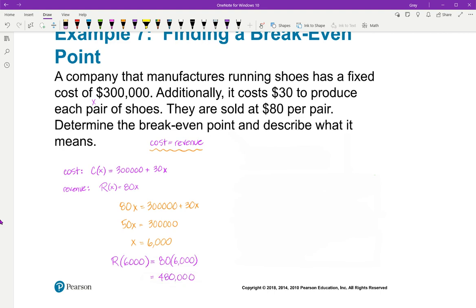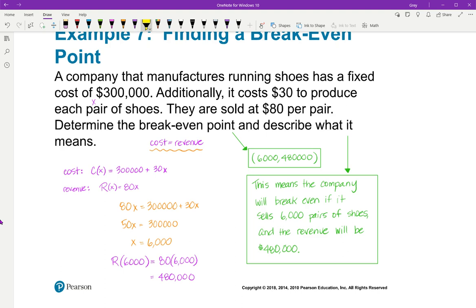So the break-even point is the ordered pair (6, 480,000). Okay. What does that mean? That means that the company will break even if it sells 6,000 pairs of shoes, and the revenue will be 480,000.